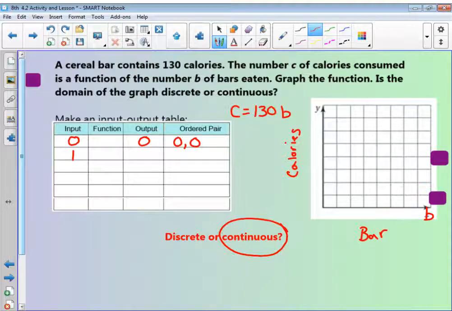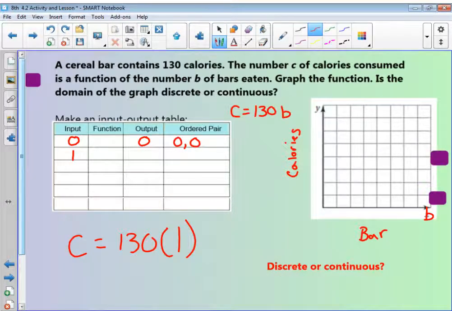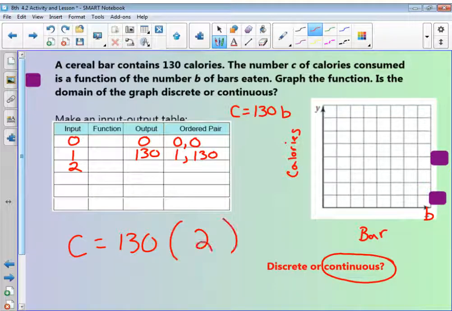If I put 1 in place of B, well, that would be 130 calories. So 1 bar is 130 calories. What if we ate 2 bars? So this time I'll put a 2 in here. Okay, 130 times 2 is 260 calories. So 2 bars would be 260 calories.